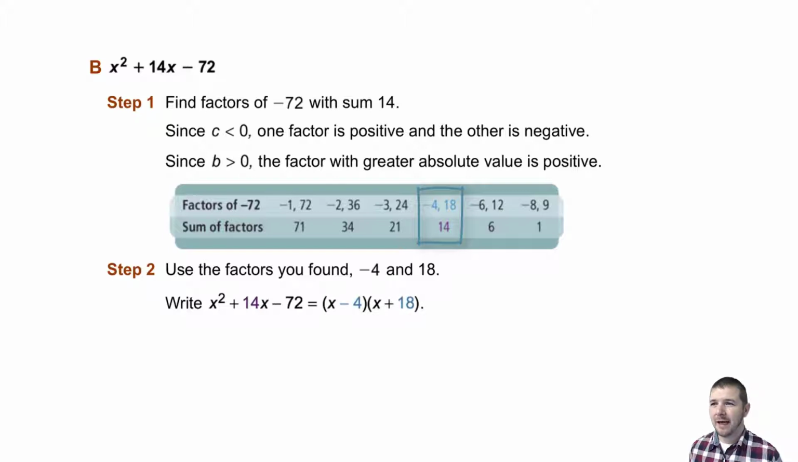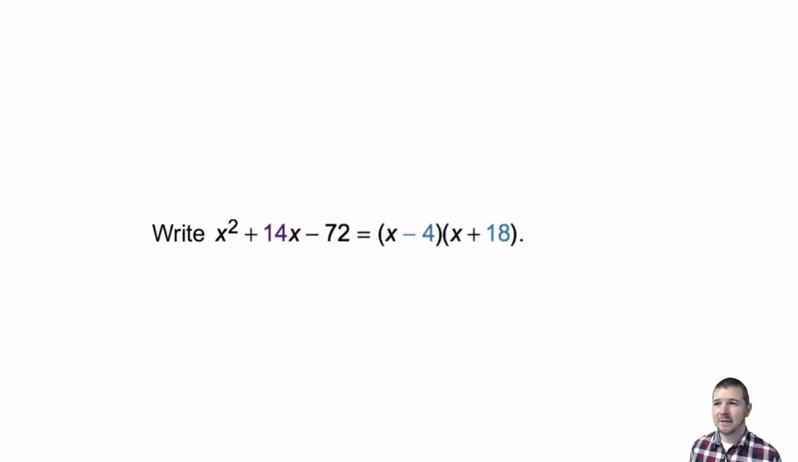And again, we can check by FOILing. x times x is x squared, great, plus 18x minus 4x, combining those like terms, that's plus 14x, and a negative 4 times a positive 18 is negative 72. Our solution checks out.